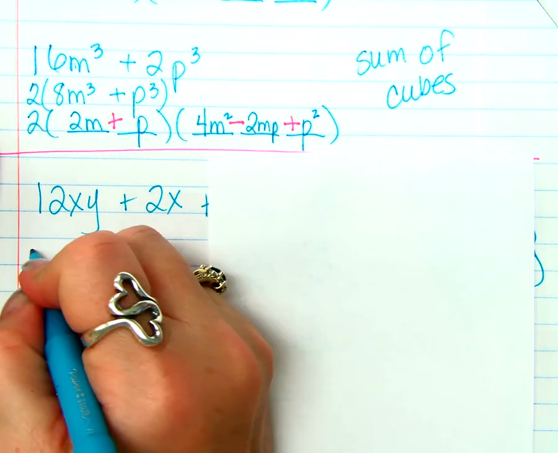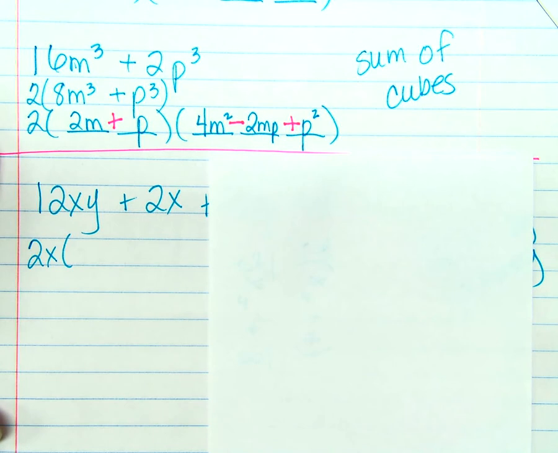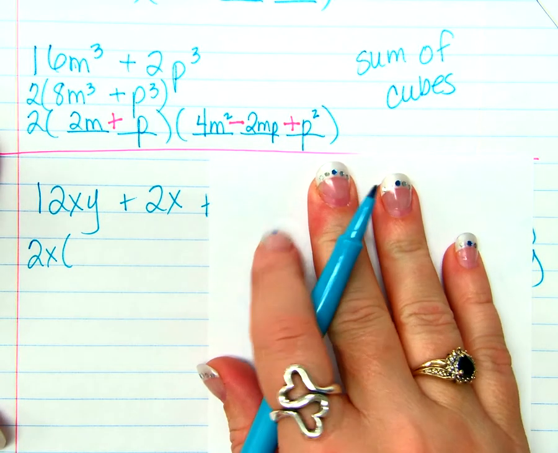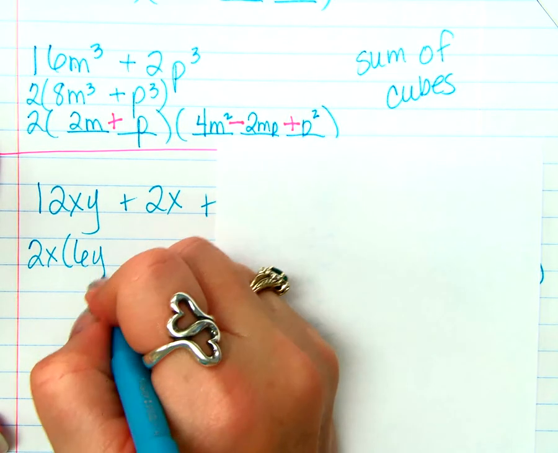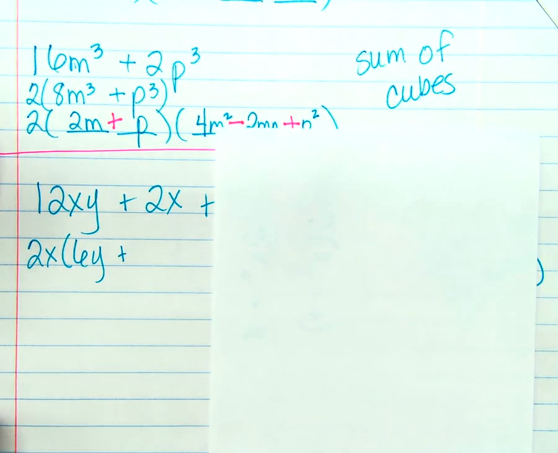2x. If I factor out a 2x, what's left? And I'm only factoring it out from the first 2 terms. I haven't looked at the last 2 yet, have I? 6y plus, what's 2x divided by 2x? What's 5 divided by 5? What's 12 divided by 12? Anything divided by itself is 1. So what is 2x divided by 2x? 1.